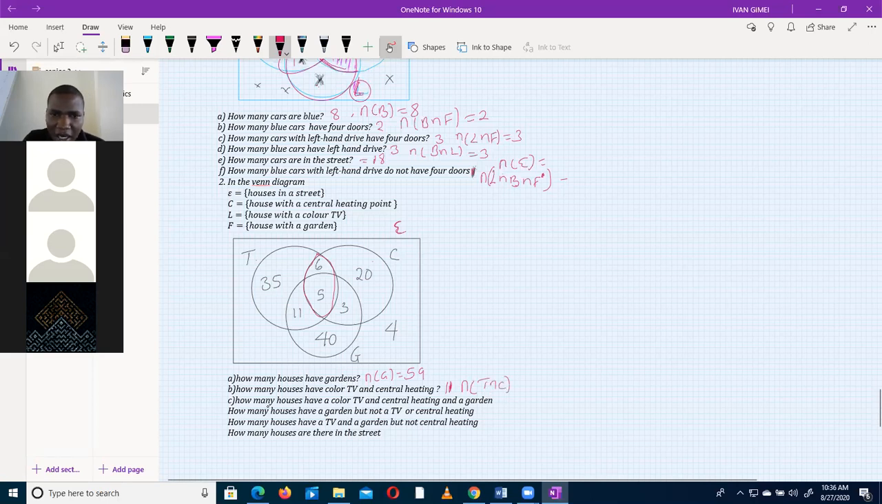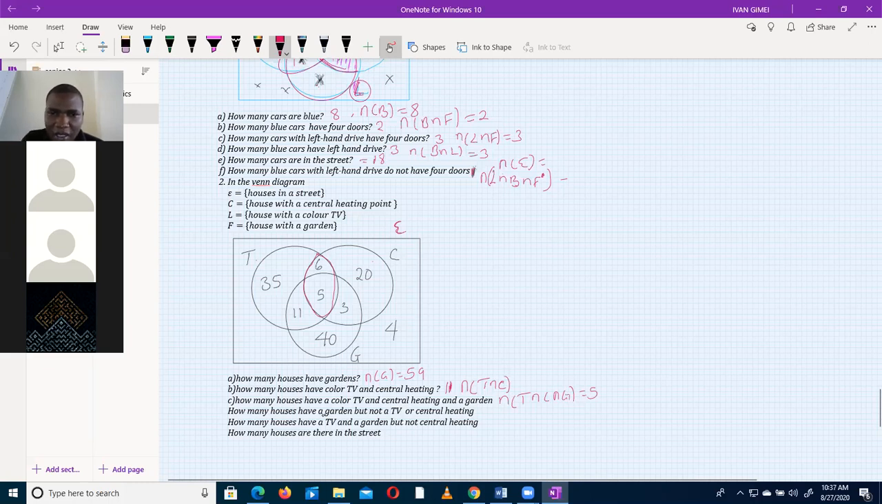Then how many houses have color TV and central heating point and a garden? 5. There are 5. They're looking for the intersection of the 3.